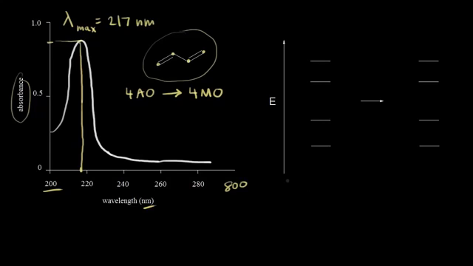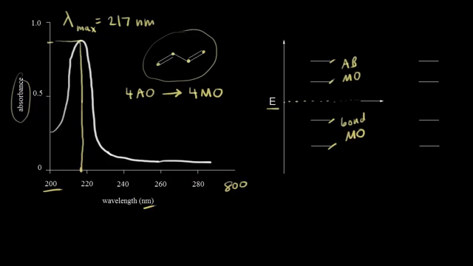So let's look at the 4 molecular orbitals, and we're going to focus on the left side first. The bonding molecular orbitals are lower in energy than the anti-bonding ones. So this orbital and this orbital are our bonding molecular orbitals, and this one and this one are the anti-bonding molecular orbitals. You can see energy is increasing, and so the anti-bonding molecular orbitals are higher in energy.